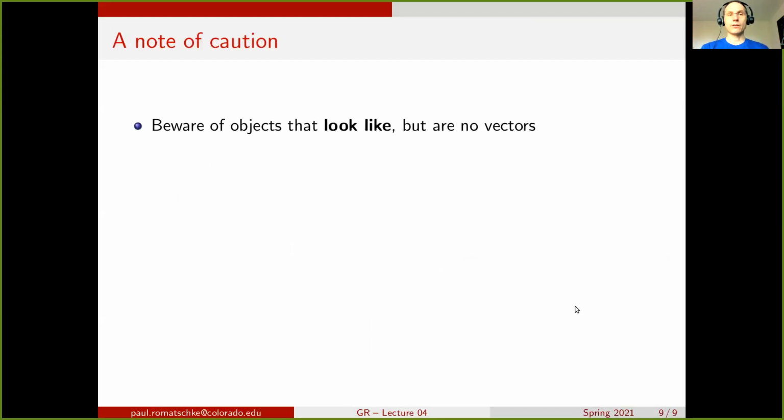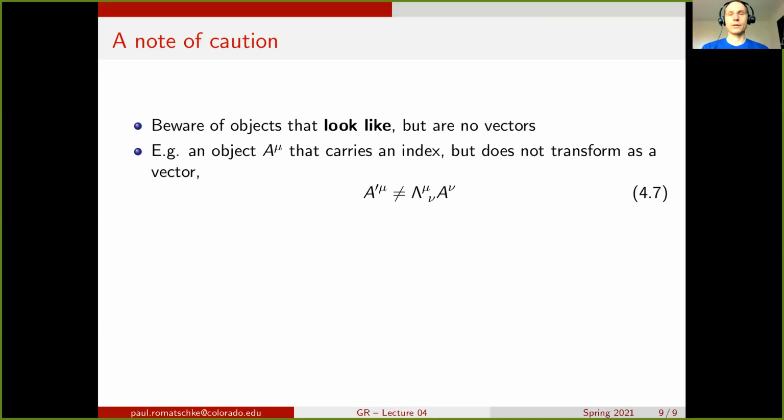Finally, let me add a word of caution, which is that eventually in the course we'll come across objects that look like vectors but actually are not vectors under particular transformation rules. Basically, what I mean by this is there could be an object A mu that carries an index, but it does not transform as a vector. So something that in the transformed frame A prime does not transform according to the Lorentz transformation matrix acting on A nu.